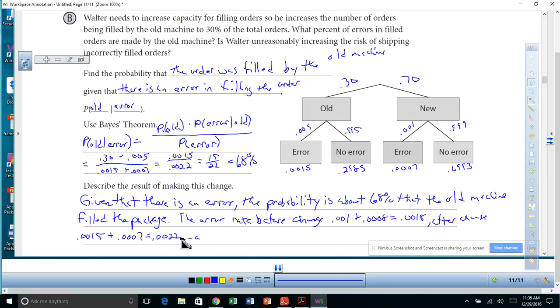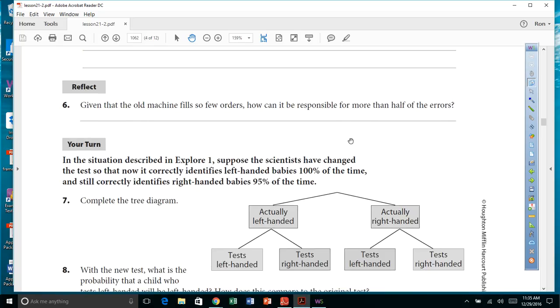Okay, a difference of about 0.0004, which means that there are 4 additional errors for every 10,000 orders. So it seems like a worthwhile risk. 4 more errors for every 10,000 packages. I would say they do that.